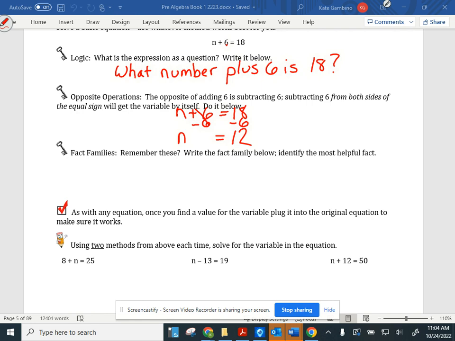Hugo? It's like with equivalent fractions. Like whatever you do to the top, you have to do the bottom. Exactly. It is like equivalent fractions. Instead of saying whatever you do to the top, you do to the bottom, this time we say whatever we do to the left, we do to the right. You have to do it to both sides.